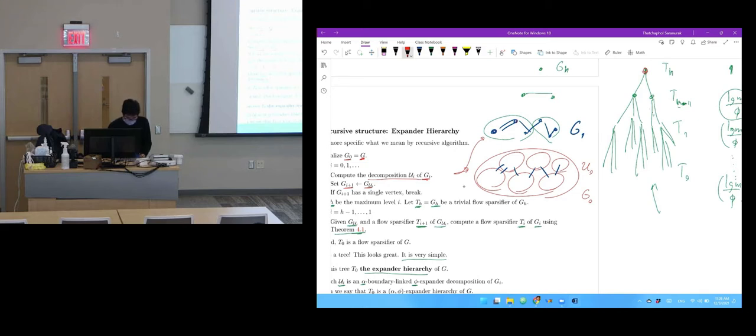Basically, in the beginning, you have every node as its own set, and when you compute the first decomposition, you get this set, and then when you compute the decomposition in the second level, you get this. It would correspond to this. So it's really like a laminar family of our vertex set. And from this, you can create a tree.